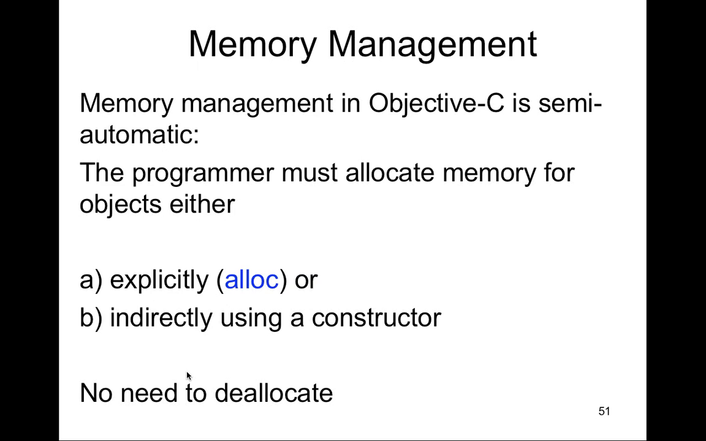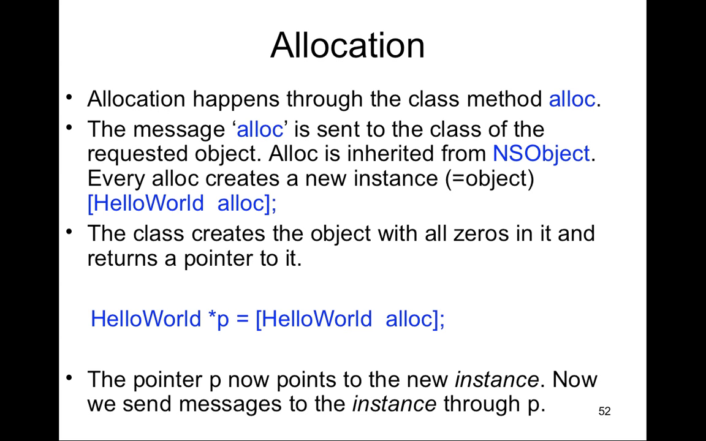So memory management. Alright, so memory management in Objective-C is semi-automatic. It's even more automatic now with the reference counting. But the programmer must allocate memory for objects either explicitly using alloc or indirectly using a constructor. So you've got choices, and now that we've seen constructors or initializers, one of the reasons why people like to use the initializers is because then you can allocate inside of them and not have to use alloc way out in main, out in the driver program. There's no need to deallocate when you allocate, which is kind of interesting.